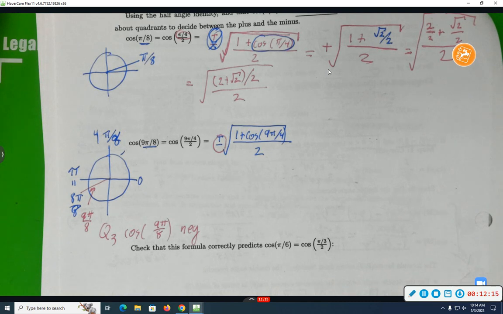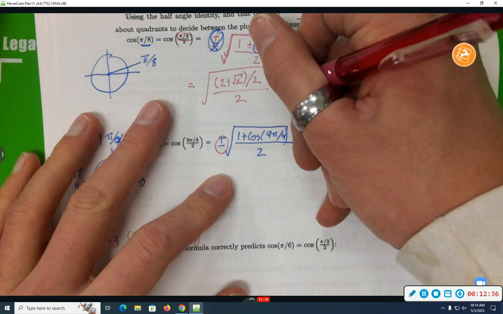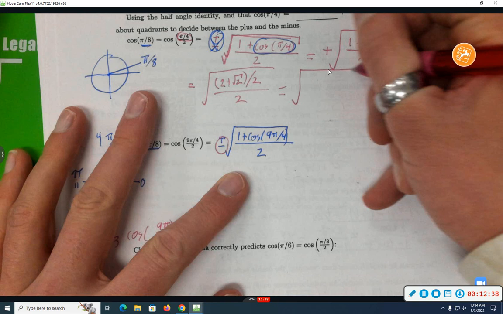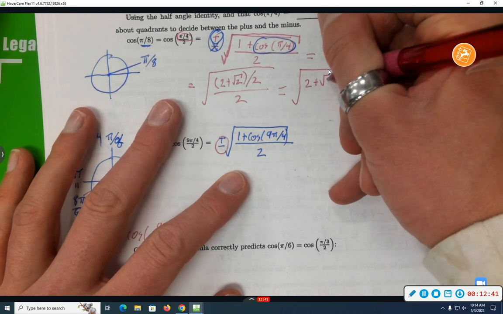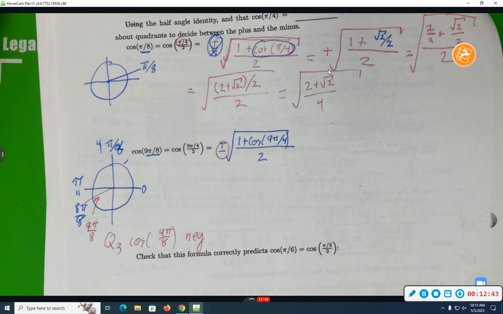Folks feel good so far? What happens if you divide something by 2 and then divide by 2 again? You divide by 4, right? You divide by 2 and then divide by 2, you're dividing by 4. Sorry to call you out. It looked like you just said that. 2 plus root 2 all over 4, and let's keep simplifying.